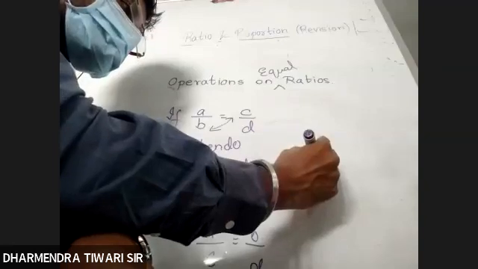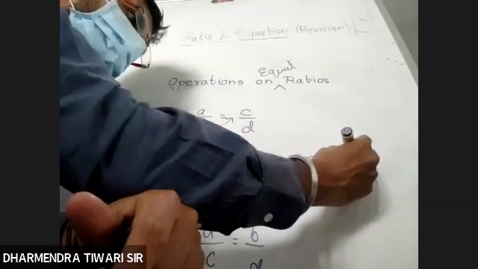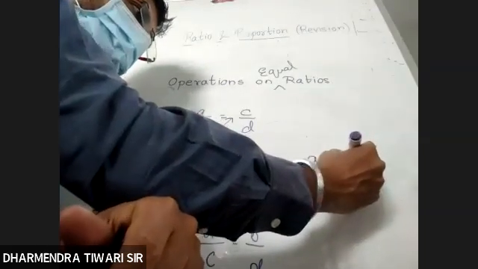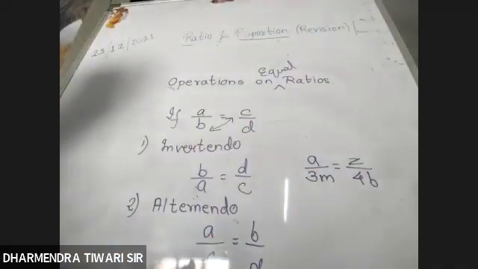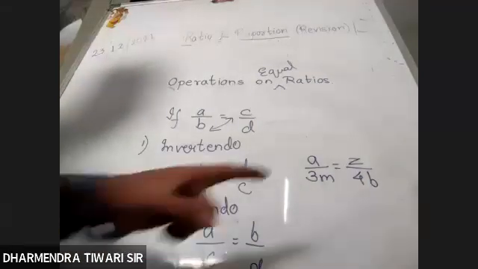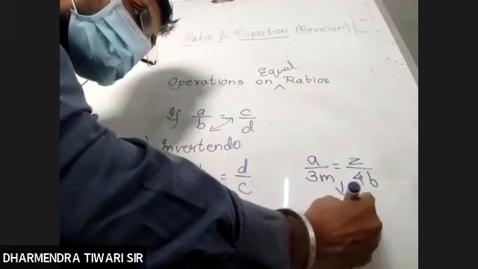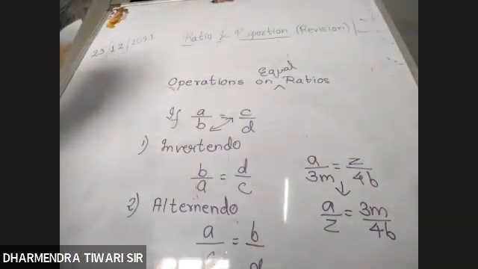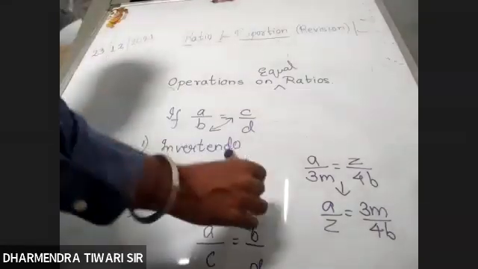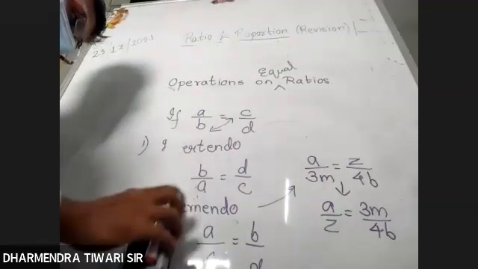Say I have A by 3m is equal to Z by 4b. If somebody asks us to apply alternando on this equal ratio, what are we going to get? We are going to get A by Z is equal to 3m upon 4b. Hope you have understood. This is by the alternando property. It is a very important property, and it will play a very important role. Okay, now next operations.